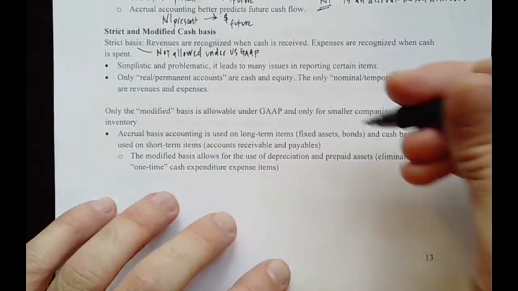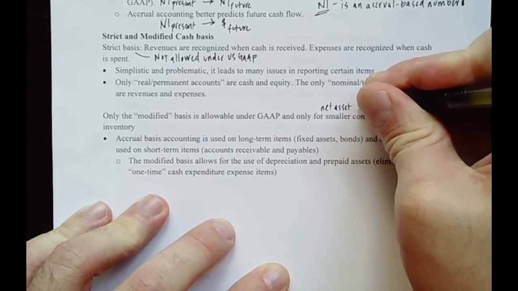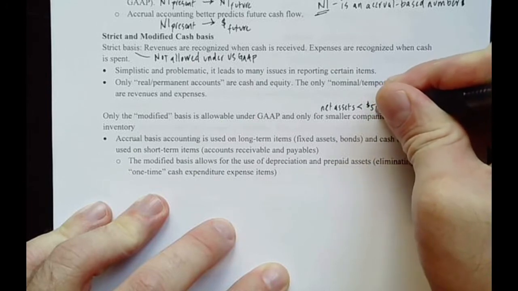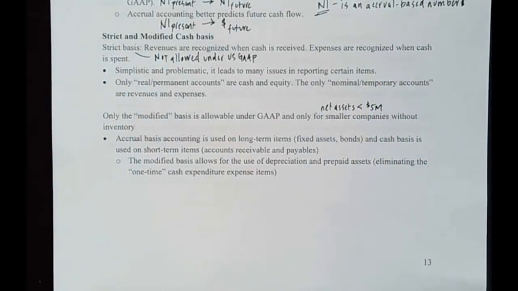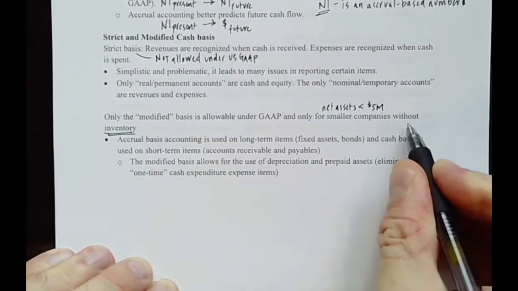Now, there is a modified basis that's allowable under GAAP for smaller companies. I think that the net assets have to be under 5 million. The net assets of the company have to be less than 5 million. And that doesn't sound very small to us, but when you consider that the net assets of most of the companies are in the hundreds, if not billions of dollars, then yes, we're talking about pretty small fries. And also, the company cannot have any inventory.